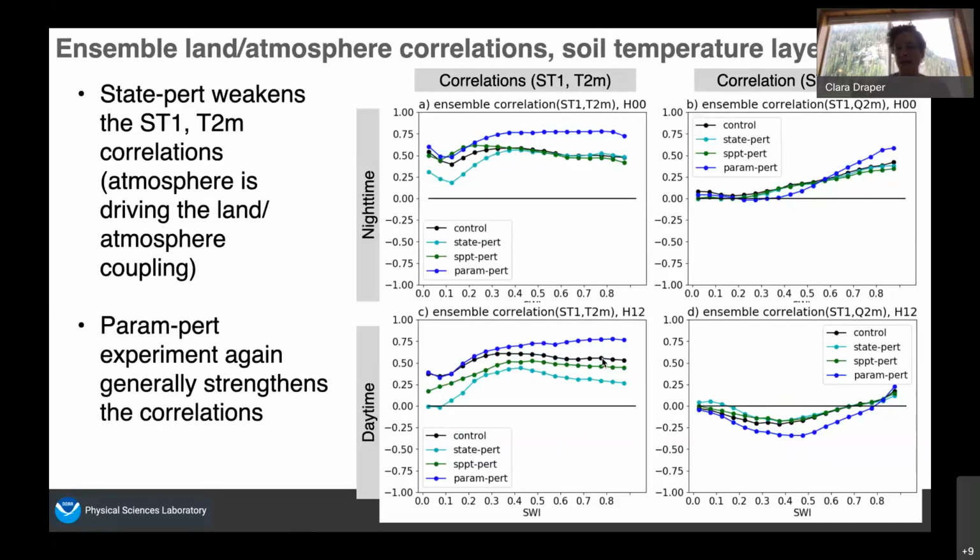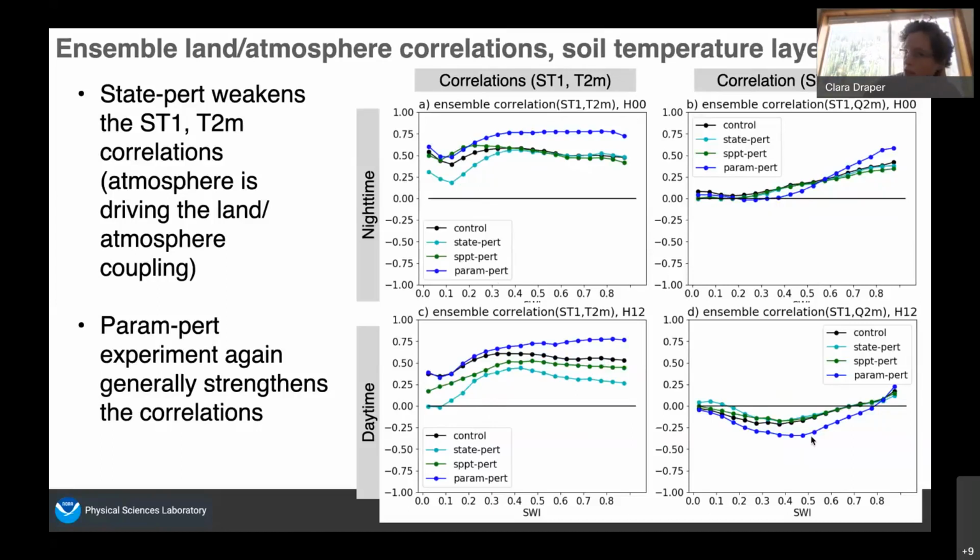And this also makes sense if we think about the model physics. So if we think about this one down here, this is the daytime correlation between soil temperature and 2-meter temperature. In this case, the land atmosphere coupling is largely driven from the atmosphere, or the coupling between these variables. And so if I were to add noise through the state PERT experiment to the soil temperature, then I'm basically just going to reduce the correlation. But again, for the same reasons as in the previous slide, the parameter perturbation has again enhanced the pre-existing correlations.